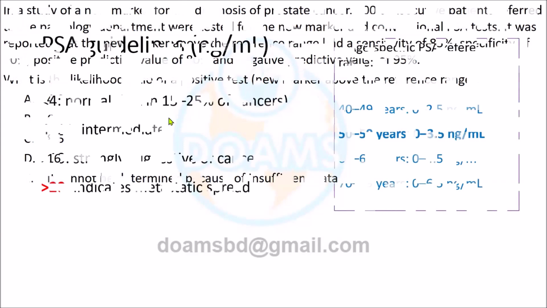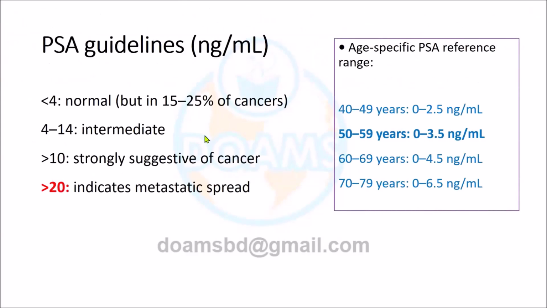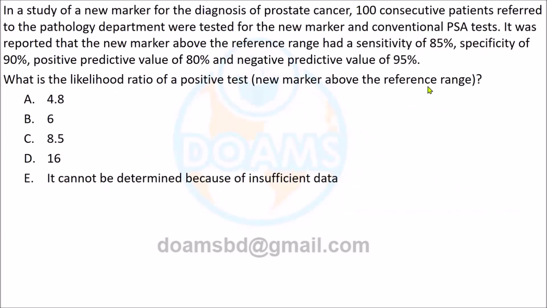I explained the previous slide, this reference range, to make you understand this sentence. New marker above the reference range. Okay, there is an already set range, but now they are testing above the reference range. If set for the new marker, what will be the likelihood ratio of the test being positive? Now come to the calculation.